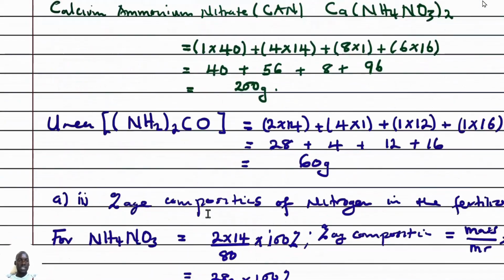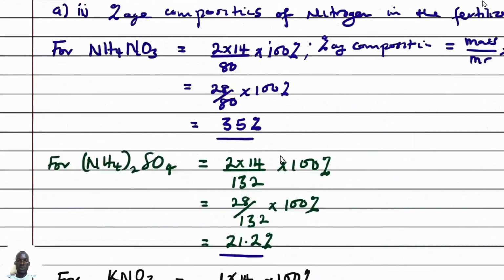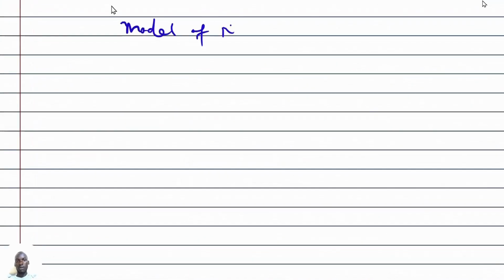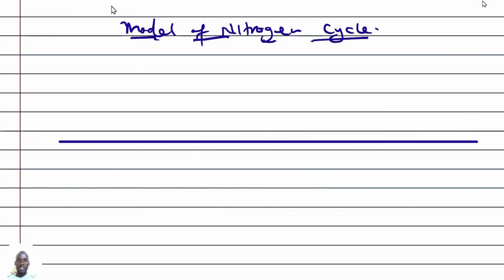Then we have our part D, which is the last one. Draw the diagram showing the major stages of the nitrogen cycle. So we have to draw a model of the nitrogen cycle. So I can have this, and it's noting the ground. So this is the ground or the floor. So this side we have the atmosphere. Then this way we have the ground, or we can call it the land.